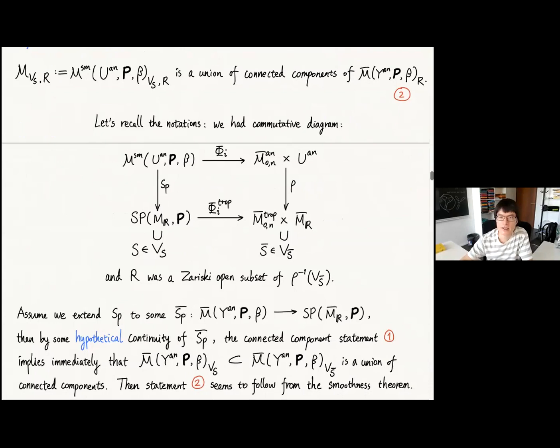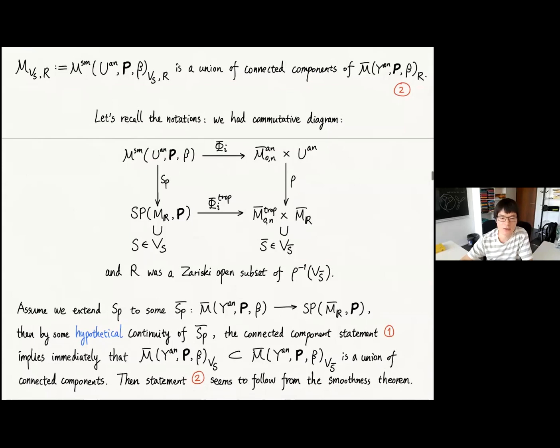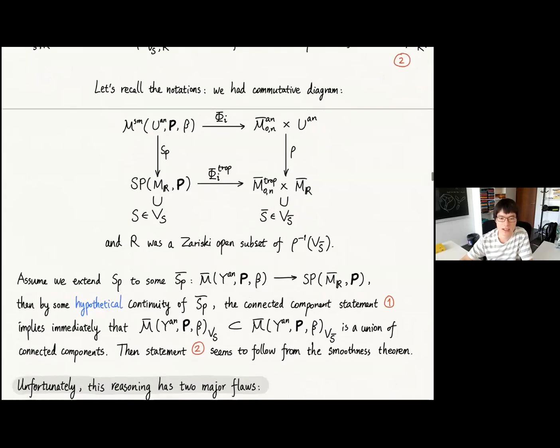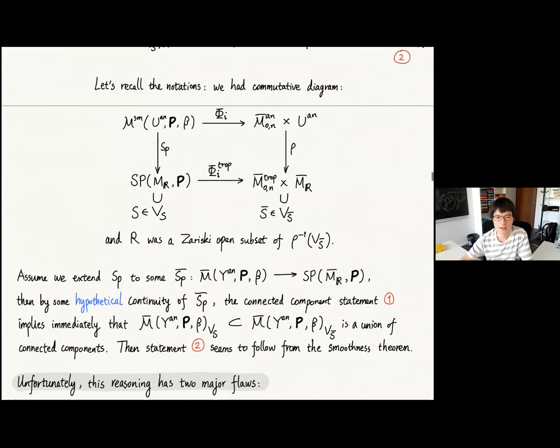And then statement 2, which is the statement of the connected component theorem, seems to follow from the smoothness theorem. So this seems to be a quick proof of the connected component theorem. But unfortunately, this reasoning has two major flaws. Maybe let's take a 5 minute break, and after the break, I will point out the flaws in this reasoning.